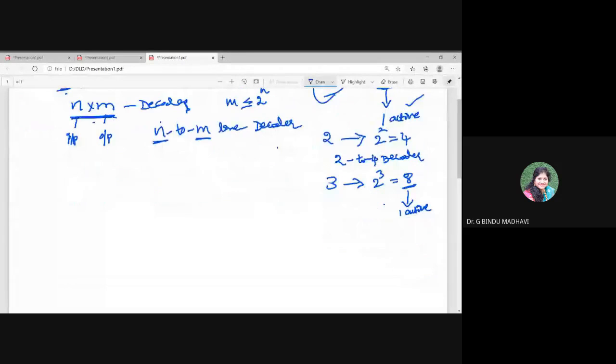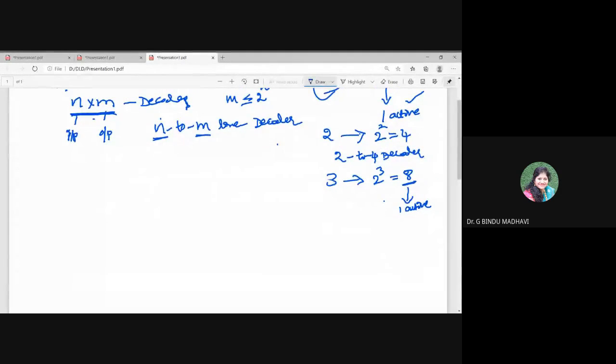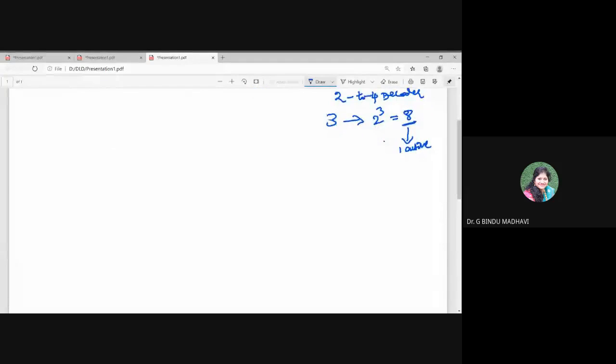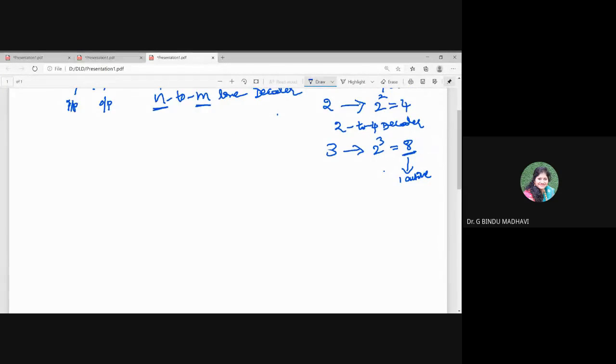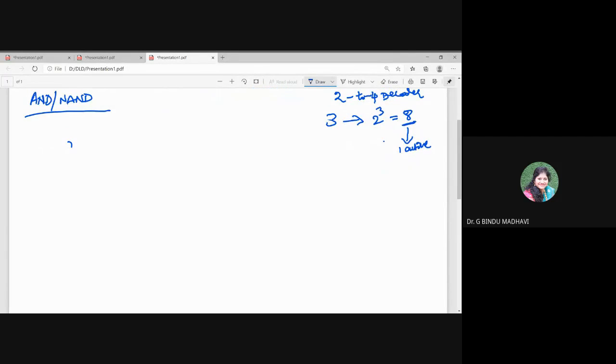Now we will see the example of a 3 by 8 decoder, how the decoder can be constructed. For that we have two methods. The decoder can be constructed with either an AND gate or a NAND gate. First we will discuss the 3 to 8 line decoder with AND gate.